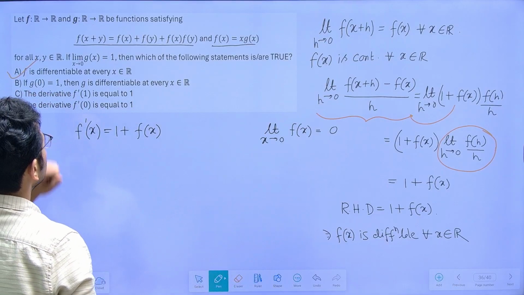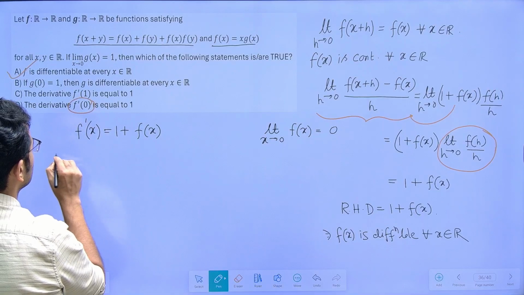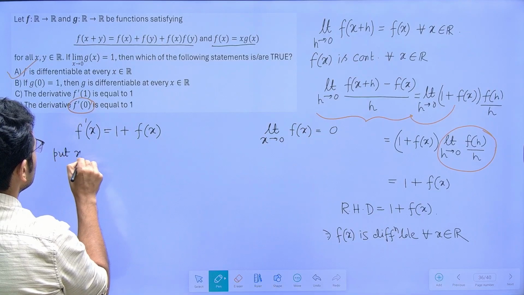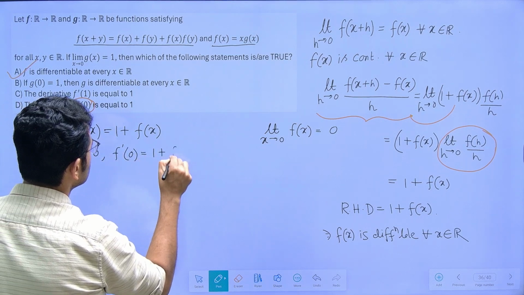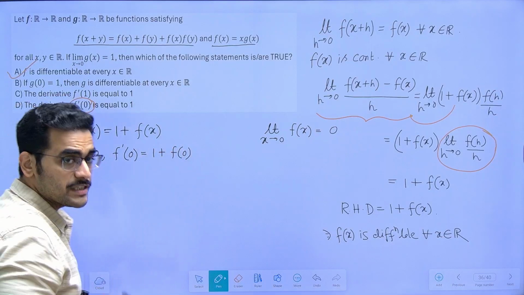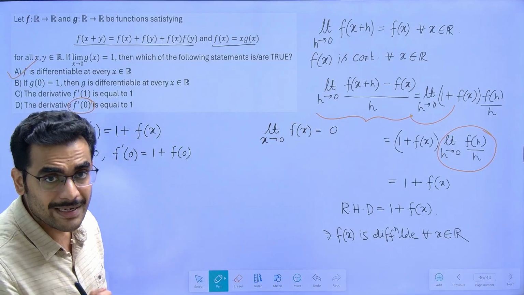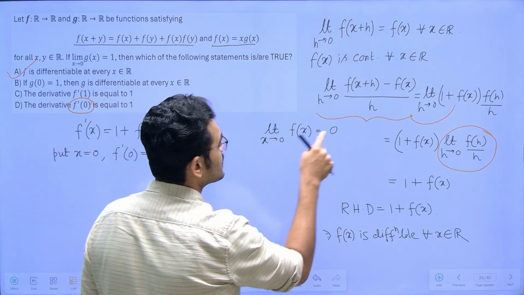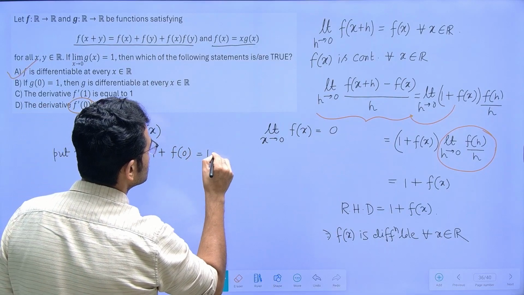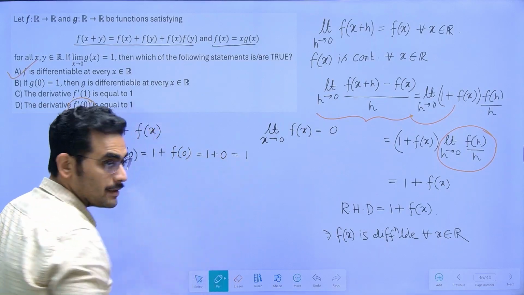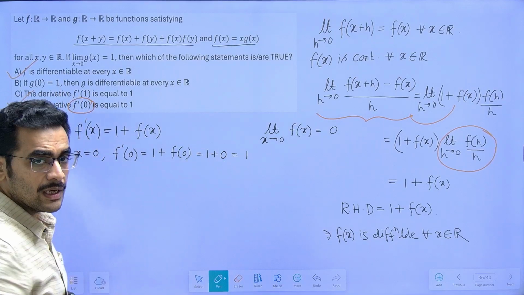Now, if you want to solve, before that, let me calculate what f'(0) is. Put x equal to 0 here. We will get f'(0) equal to 1 plus f(0). Now what will be f(0)? Function is continuous at every point, so f(0) should be equal to the limiting value as x tends to 0. Limiting value as x tends to 0 is 0, so that must be the function value. So f(0) must be equal to 0. So this is 1 plus 0, that is 1. So we can say the derivative value at 0 is 1. So option D is also correct.